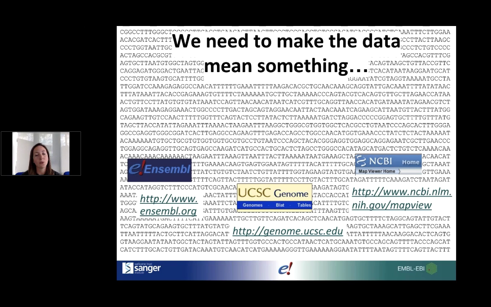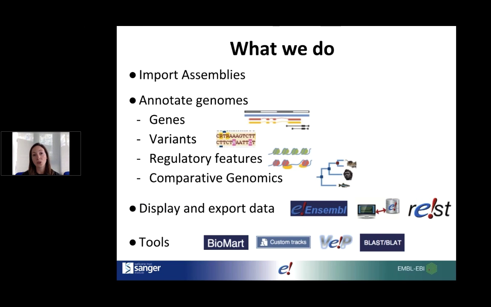So that's part of what Ensembl does. Ensembl is a genome browser, and there are lots of others. These are the 2 other main ones: UCSC and NCBI. So I work for Ensembl, but people use different genome browsers depending on their preference. And what do genome browsers do? Well, what does Ensembl do?